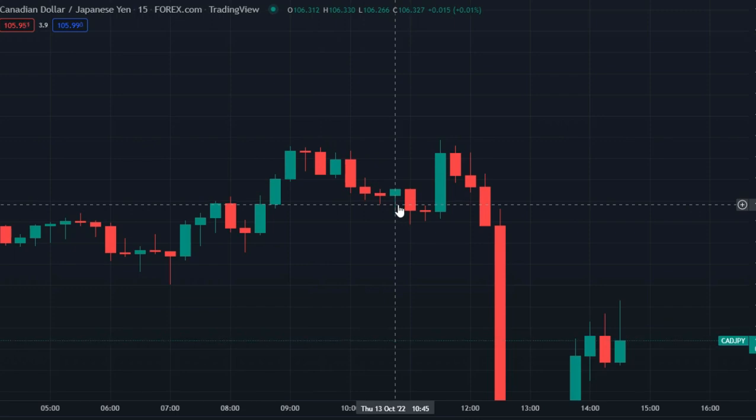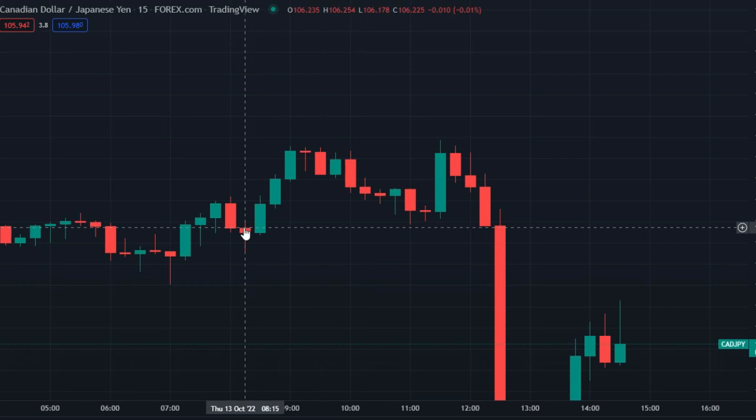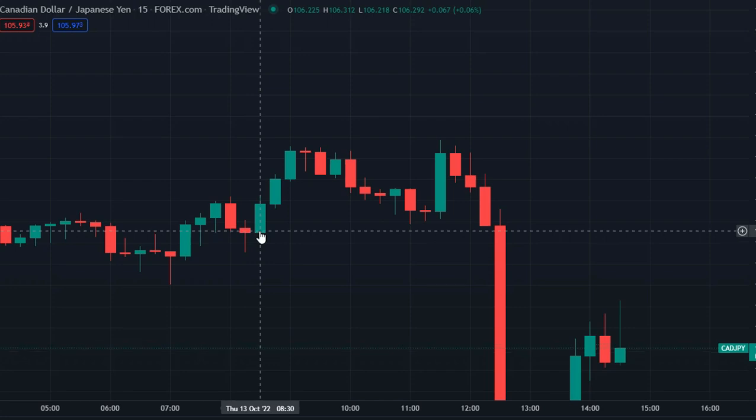So the one thing I'm trying to bring out here is that each time you see a bearish candle appear on a current market, if it's the last candle, always know that there's a probability that the next candle will be a reversal.